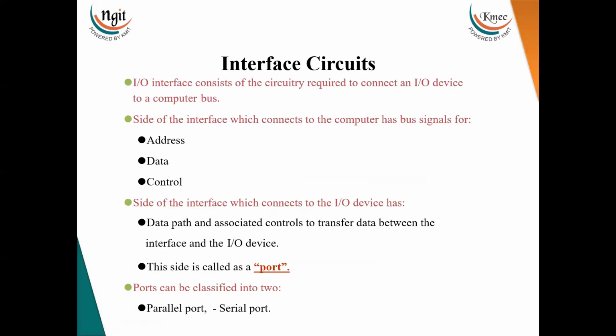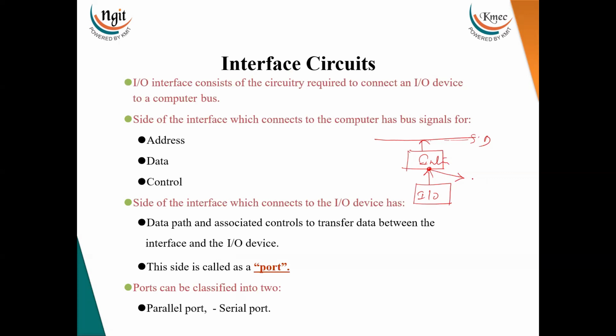Now, the interface circuit. Many times I used this interface circuit in the previous lecture. This is the system bus. To the system bus the interface is connected, and to the interface the IO devices are connected. This is the IO devices, this is the interfacing circuit, and this is the system bus. One side of the interface is connected to the system bus, and on the other side the IO devices are connected.